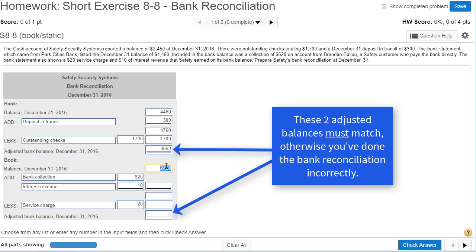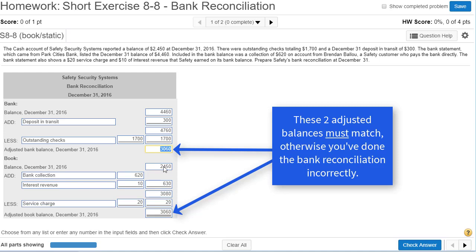So now let's do the book side. We got $2,450. Well, first of all, we have to add these two up. $620 plus 10 gives us $630. So now we're going to take $2,450, add it to $630, gives us a subtotal of $3,080. And now we have a charge of 20. Let's bring the charge over. So we're going to take $3,080, subtract this charge of 20, gives us $3,060. So what this means is the amount of money we really have in our cash account is the $3,060.